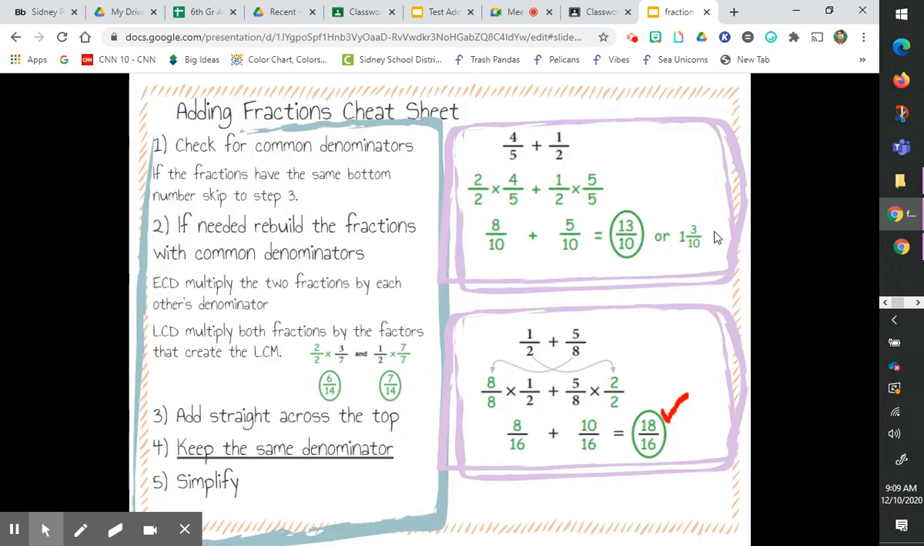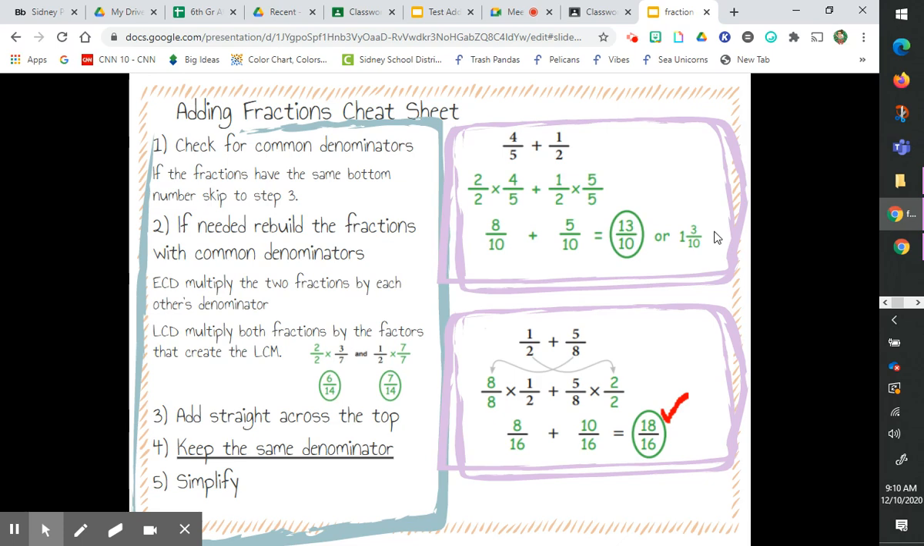So do you suppose we'll continue doing that? Yes, if you're told to add or subtract a fraction, you first must find those common denominators. So let's review the adding fractions cheat sheet. Number one, the first thing you have when you have to deal with adding fractions is find common denominators. If the fractions have the same bottom number, you can skip to step three, can't you? You can just add straight across the top. Then keep the same denominator, then simplify.